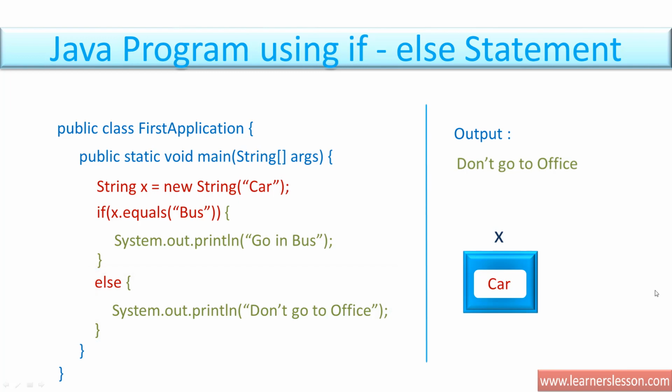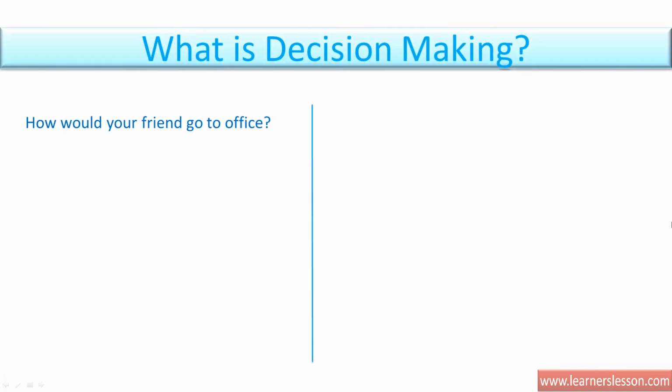Now let us see a different scenario. Your friend comes back to you and starts complaining, look buddy, today I couldn't go to the office because I didn't get a bus. Please tell me some other alternative so that I don't miss office every day. Then you tell your friend, look buddy, if you get a bus, go in a bus. If you don't get a bus, try for a taxi. Even if you don't get a taxi, then don't go to office.